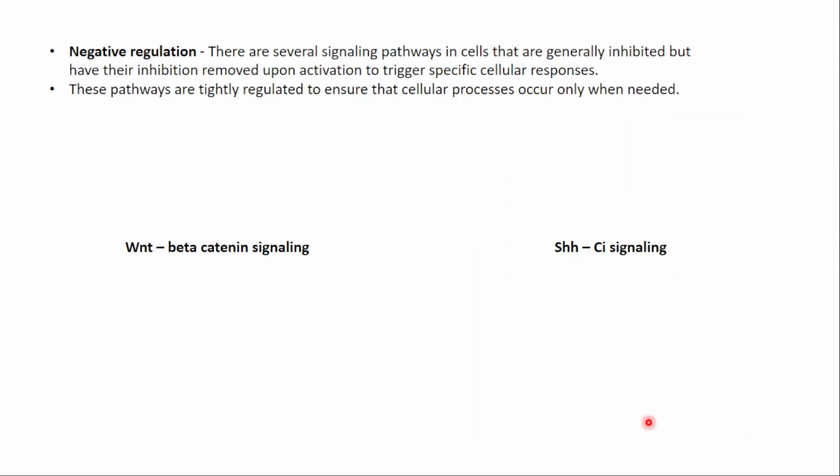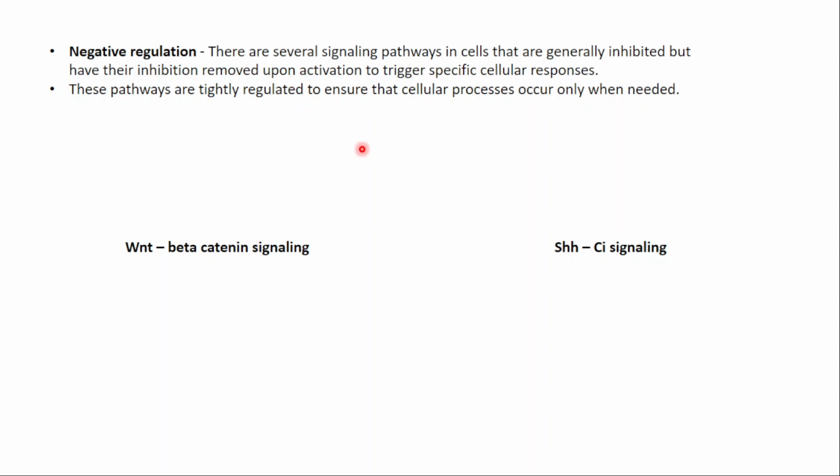The hedgehog pathway is a classic example of negative regulation, wherein signaling pathways that are generally inhibited have their inhibition removed upon activation to trigger specific cellular responses. So the ground state of this signaling pathway is negative, meaning it is turned off, in the way that the patched receptor is always inhibiting the smoothened protein. So the ground state of the signaling pathway is inhibition. Now what happens when an activating ligand comes up? The hedgehog ligand will remove the inhibition of smoothened by the patched receptor, and that's how it will proceed to activate a specific cellular response.